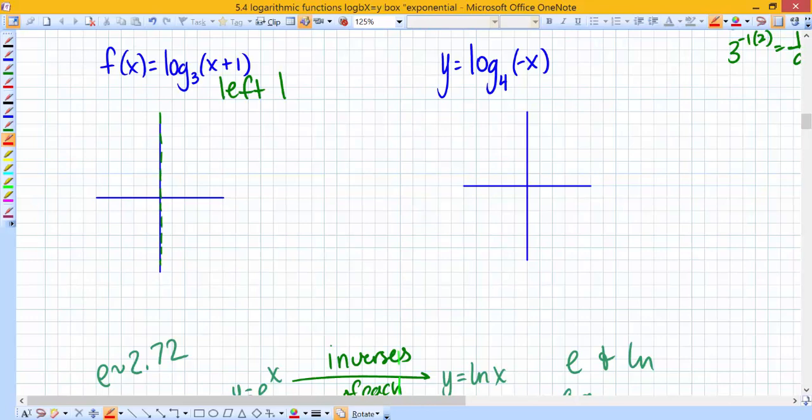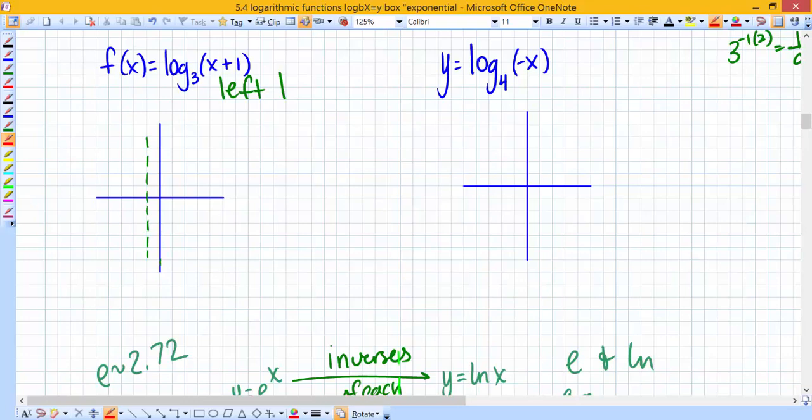I don't know why it's not working. Let's see if this will work. Okay. I'm going to move these left 1. There's my new vertical asymptote. So I can ignore the x plus 1 now. What is the base? 3.